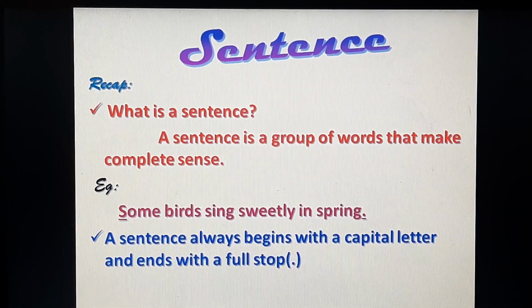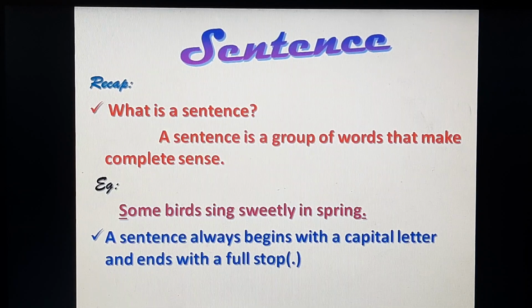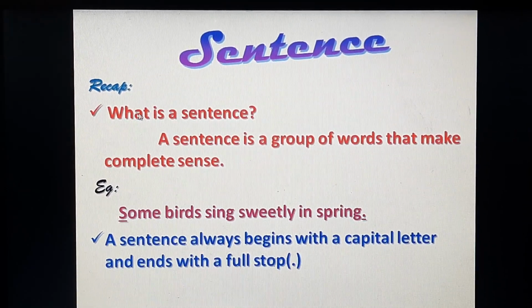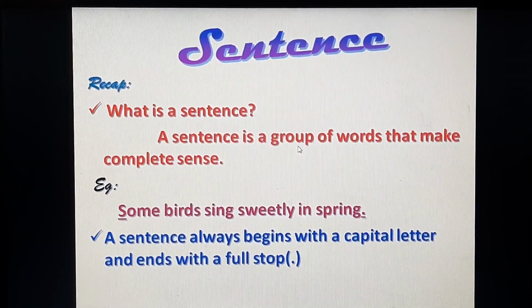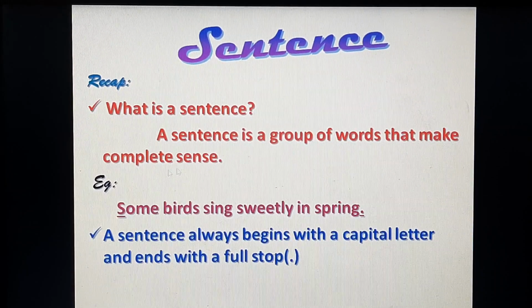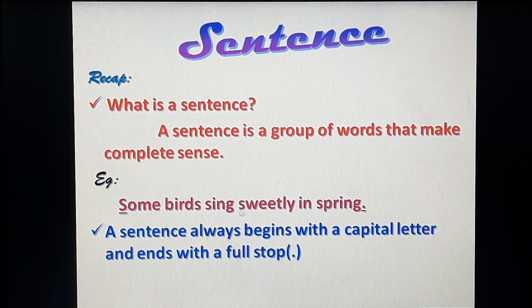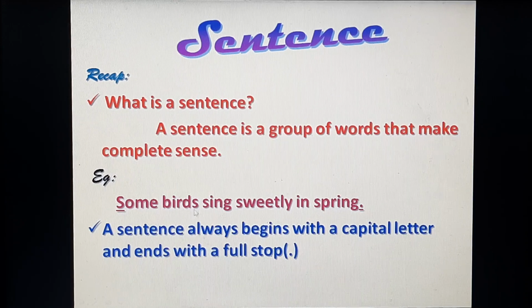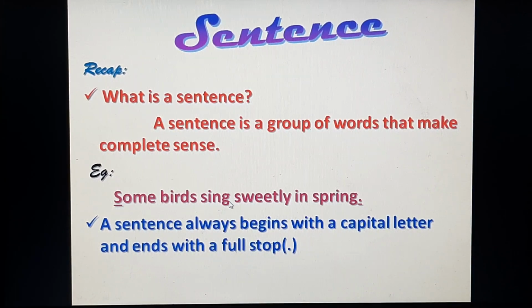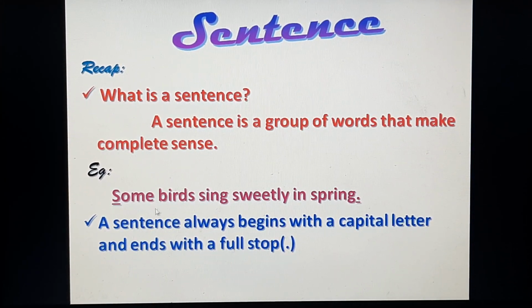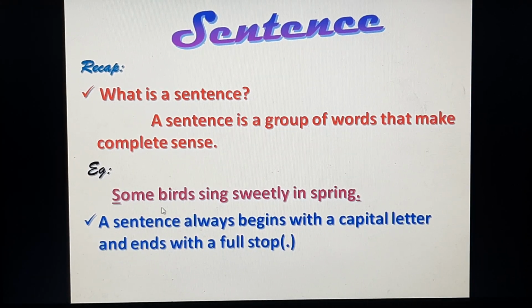Today we shall talk about kinds of sentences. Let's go into a recap before that. What's a sentence? A sentence is a group of words that make complete sense. Example: Some birds sing sweetly in spring. Now, these are a group of words. They are arranged in correct order and they give us complete meaning. Therefore, it is called a sentence.